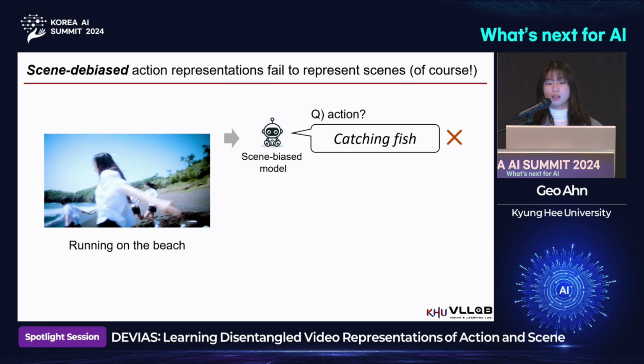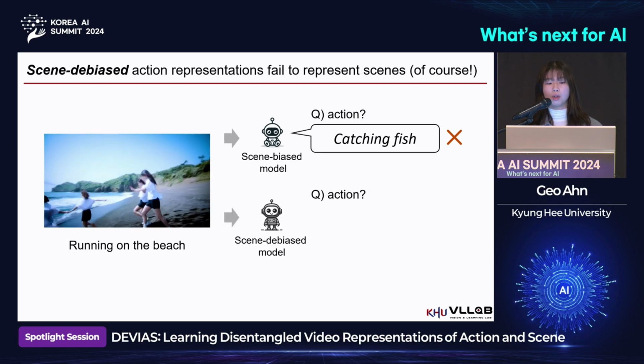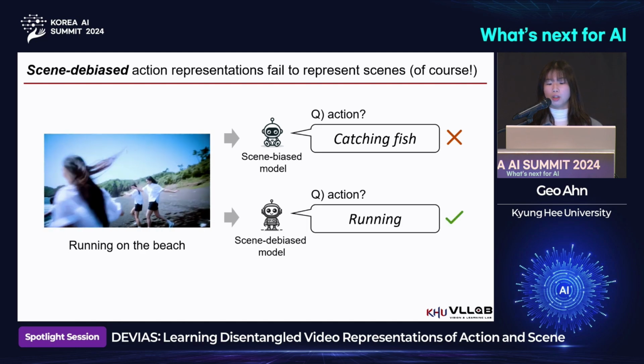And then there is the scene-devised model. It may predict the action of the following video accurately, like running, but it fails to predict the scene information, which is valuable for understanding a video. And it is not a desirable situation, right?